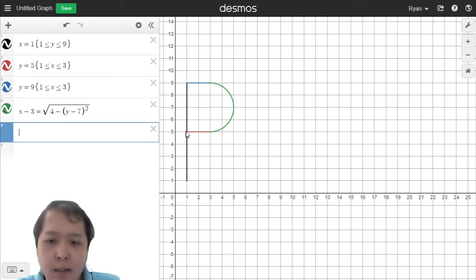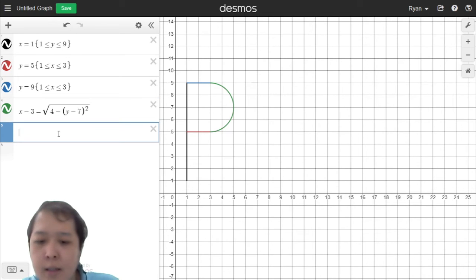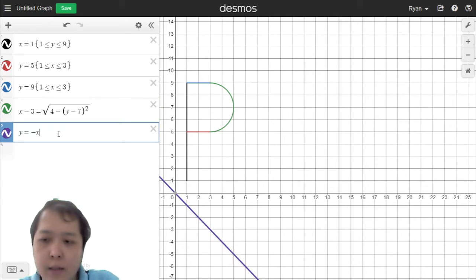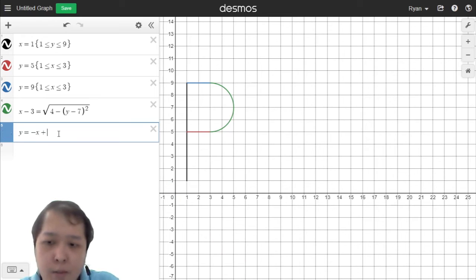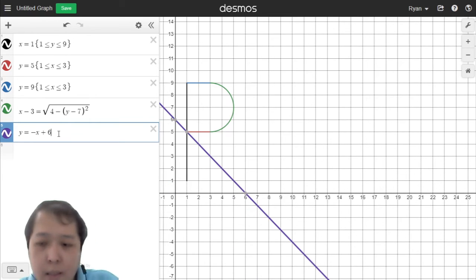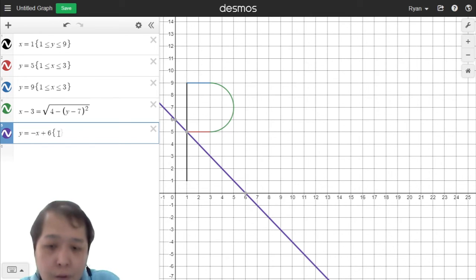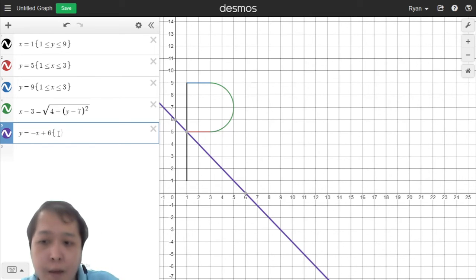And then this line, right? It's going to be, I believe the gradient is -1, up 6. Okay. Oh, don't forget the interval 1 until 5 in x. Oh, 1.